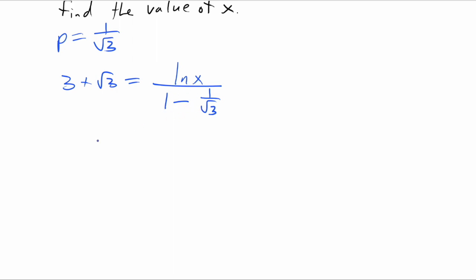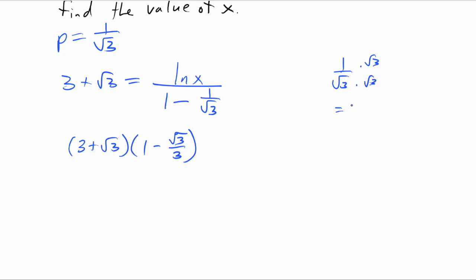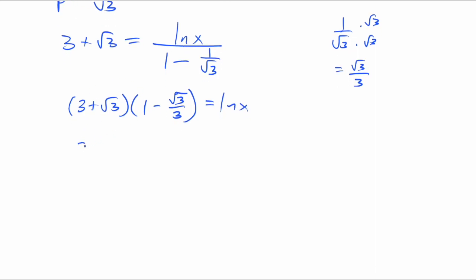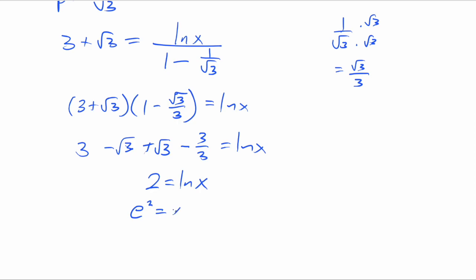Let's multiply both sides of the equation by the denominator, and we have 3 plus √3 times 1 minus, I'm going to write this as √3/3, I think that's a bit easier. Right, 1/√3, we can multiply the numerator and denominator by √3, so that equals √3/3. So let's expand these brackets. We get 3 minus √3 plus √3, and lastly, we've got negative 3/3. These middle terms cancel, and we just have 3 minus 1, which is 2. 2 equals ln x. And the inverse of ln is e, so we have e squared equals x.